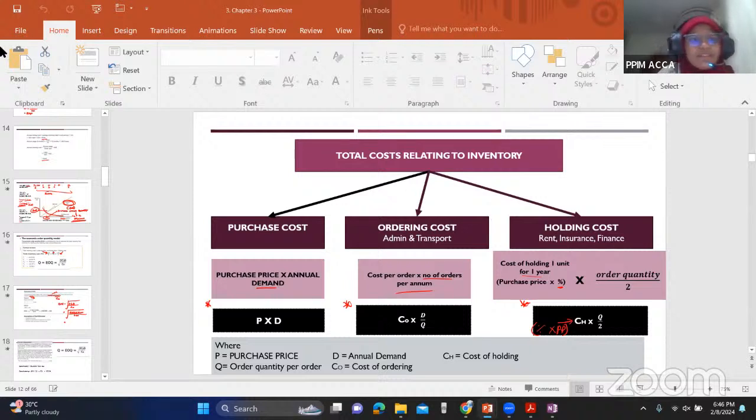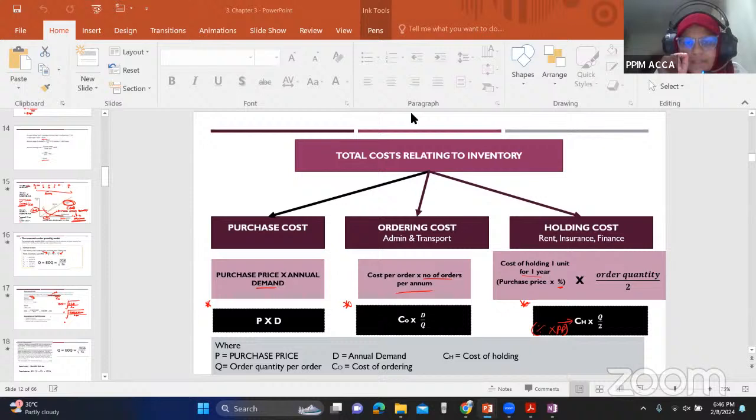Right. So I hope you've taken this down. Thank you. Right. So we know how to calculate cost of inventory. Okay. So the next area that we have to know about is there is a particular quantity.